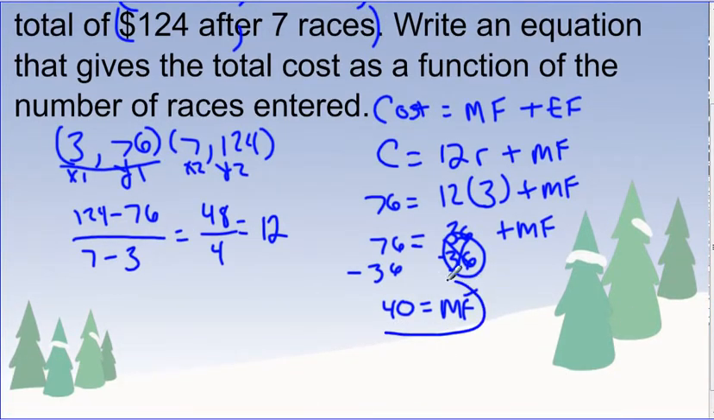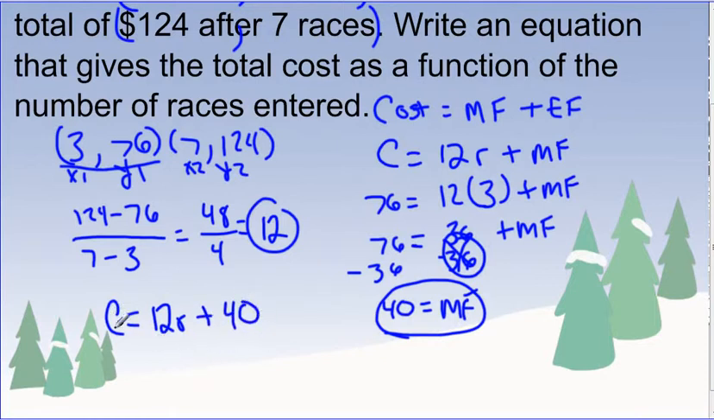So we have this piece, we have that piece, which means we can fill in this now. Cost equals $12 a race plus the membership fee was $40. Y equals mx plus b. You see how similar this is, except we're using cost and races instead of x's and y's.